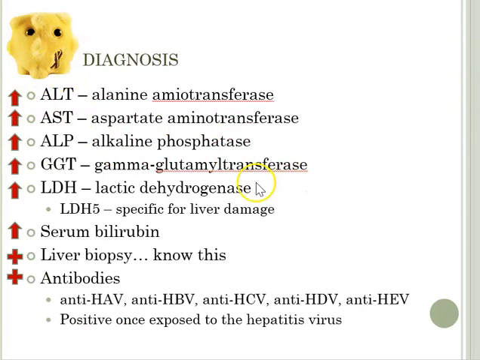So diagnostics, you're going to be looking at your liver enzymes here. You want to be aware that they're going to have elevated levels there. Elevation in serum bilirubin, they're possibly going to be doing a liver biopsy and looking for antibodies. So they're going to be testing for the different types of hepatitis viruses. And just make sure you know liver biopsy. So just look that up in your book and go over the nursing considerations for that.